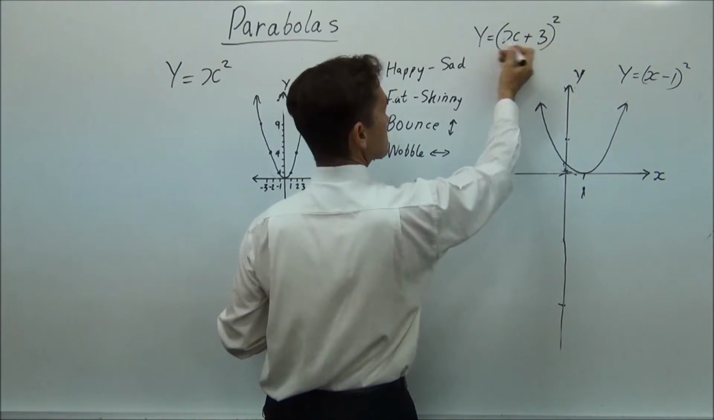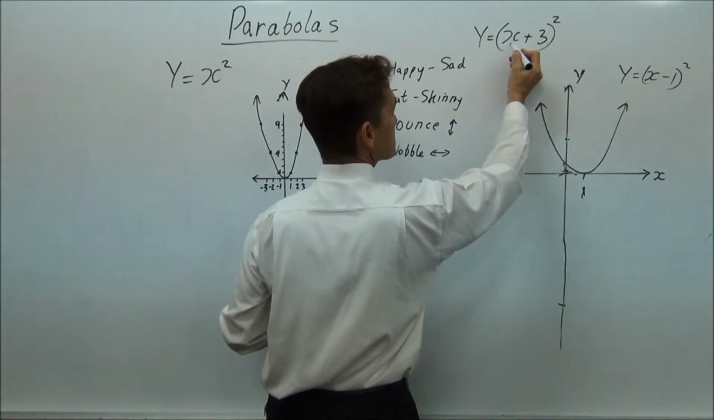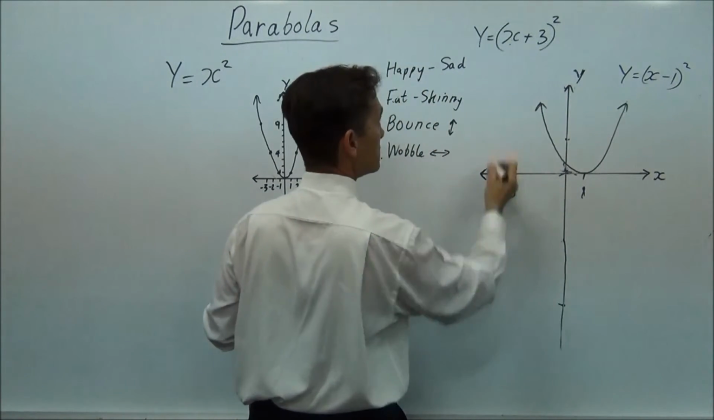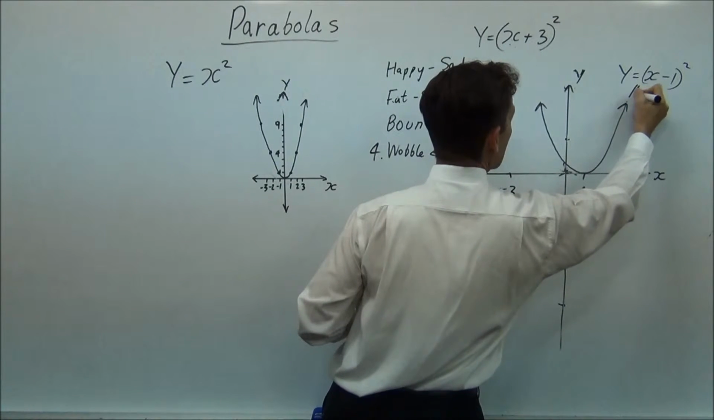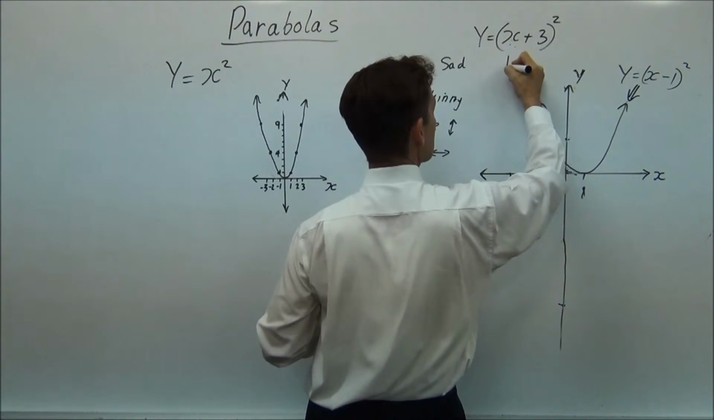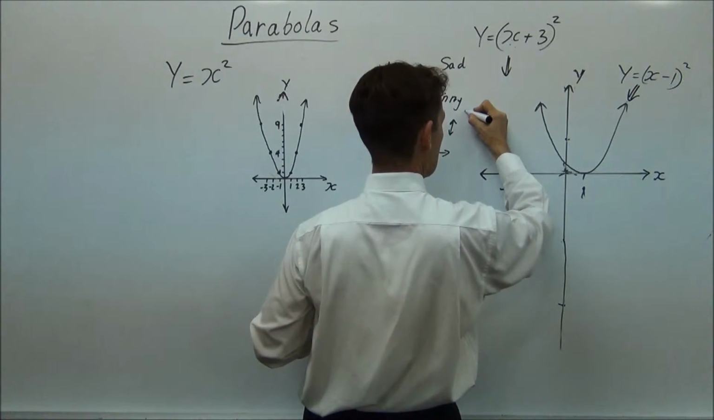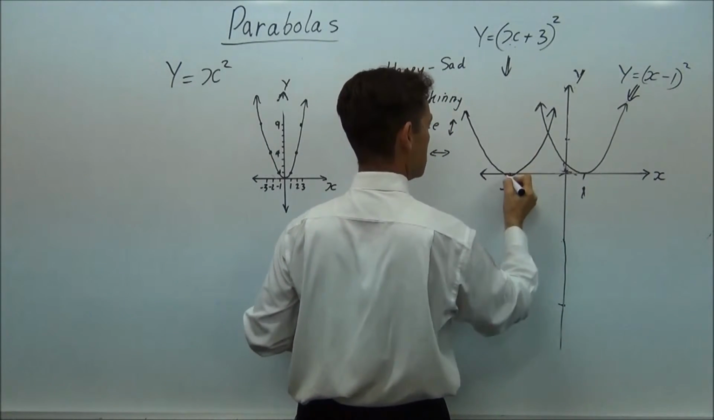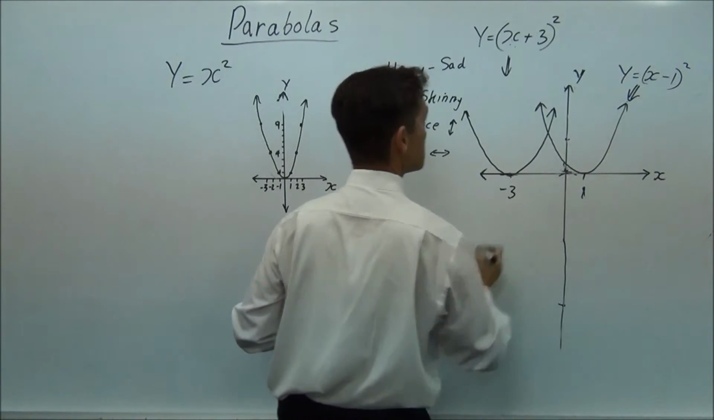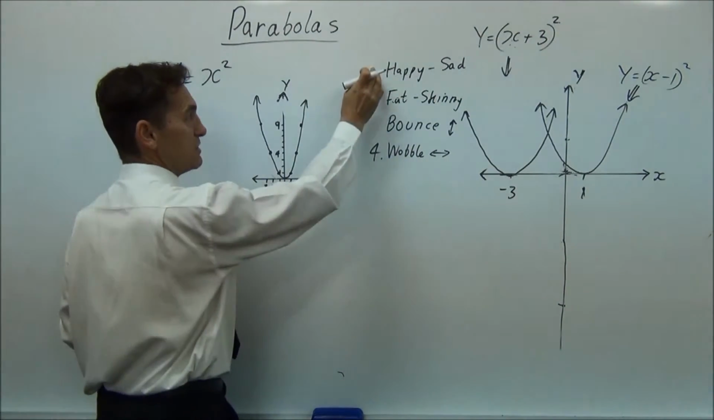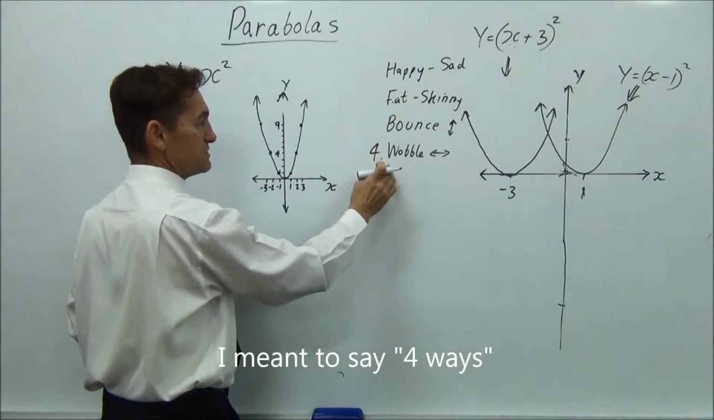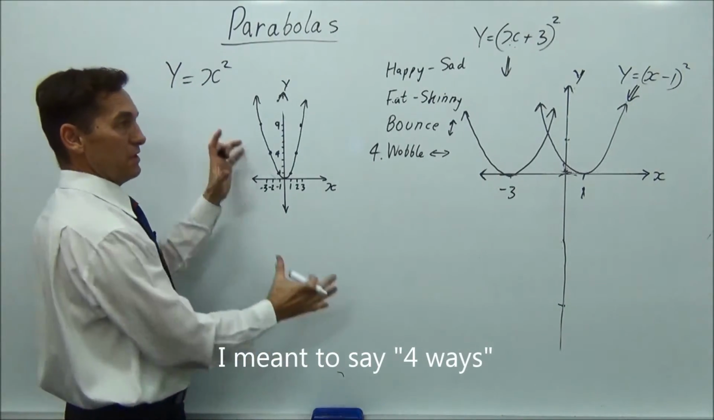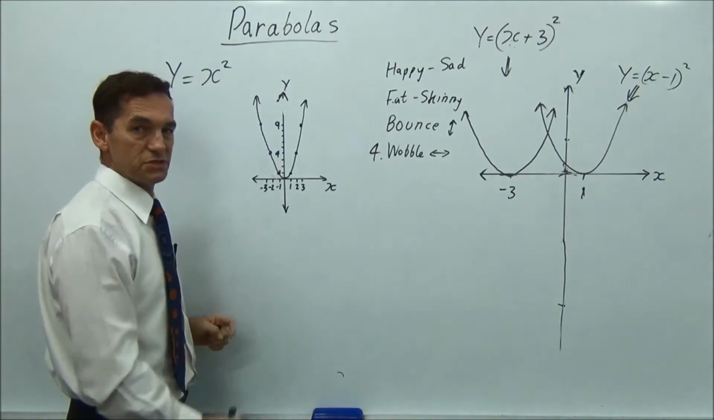So you shake it, but you're going to shake it the opposite direction. Put minus 3 in there, and I get 0, so I'm going to put it here, minus 3, and this one, so that's that one there, this one is going to go over here and be minus 3 and touch right there. Whoops, it's gone a bit low, should only touch, and go to minus 3. So they're my ways: happy, sad, fat, skinny, bounce, and wobble. And when you combine them, which we'll do in the next shot, you can move the parabola all over the place and change the shape.